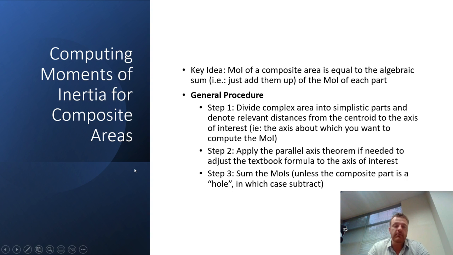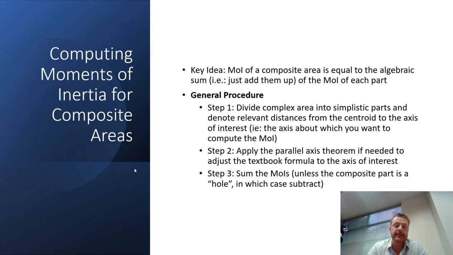Next, we're going to look up in the table what the moment of inertia is for a horizontal and vertical axis through the centroid of each of those simplistic parts. And then we're typically going to be asked to find the moment of inertia about another axis. We're going to measure that distance away in the vertical and horizontal directions, and then we're going to apply the principles of the parallel axis theorem that we looked at previously.